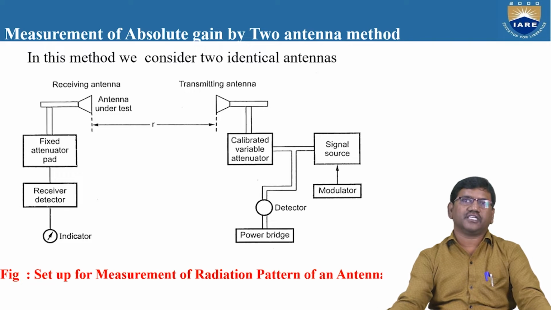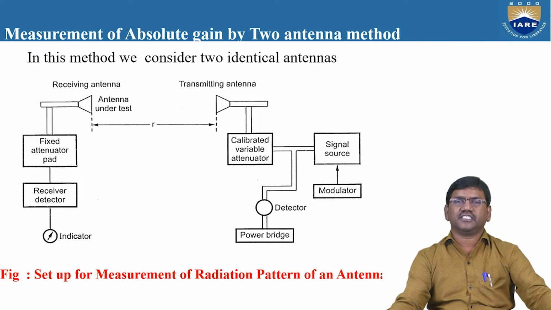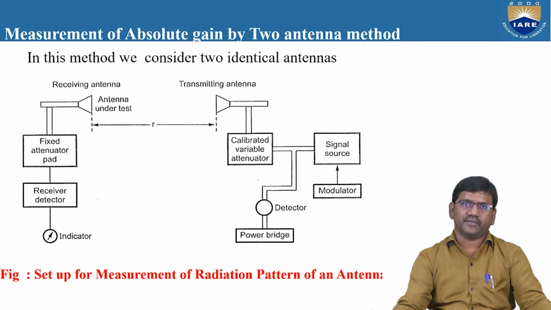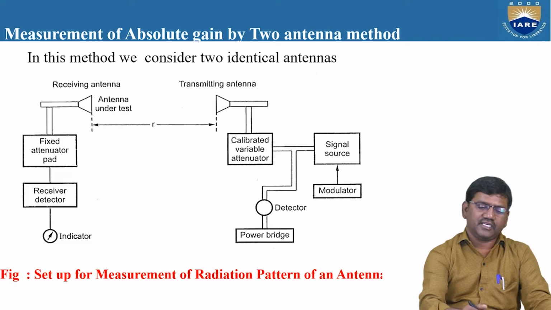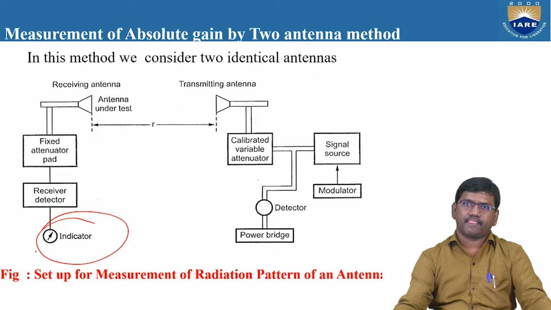What is the amount of signal that is being given to the transmitting antenna? It is a known parameter. And what is the amount of electric field strength received by the receiving antenna? It is an unknown parameter. So we need to find out the unknown parameter from the indication, from the indicator.